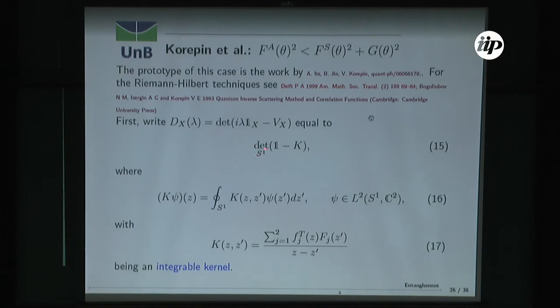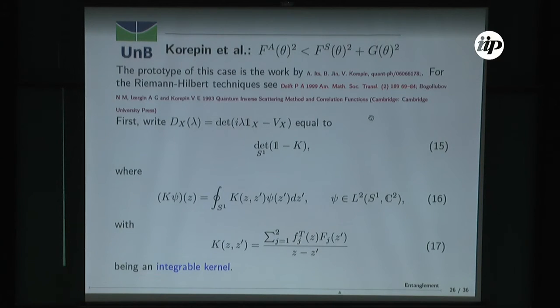This is just to remind that my Hilbert space is the square integrable functions over the circle. So this K is some integral operator with an integrable kernel, which has this formula here. These small f and capital F will depend on my couplings. All my couplings, I will put here. Then there is some homework exercise to construct this.